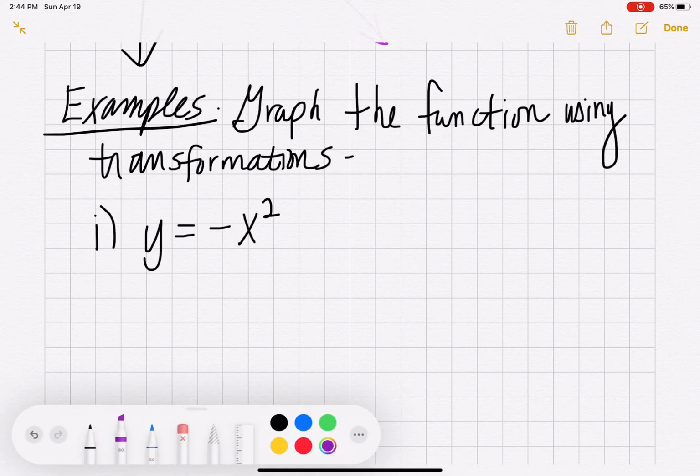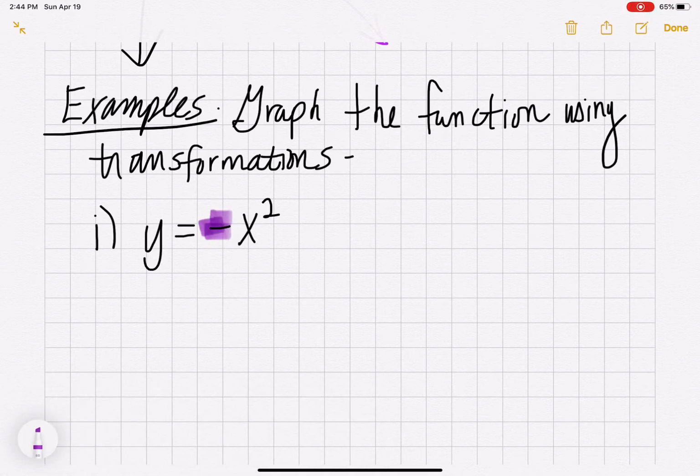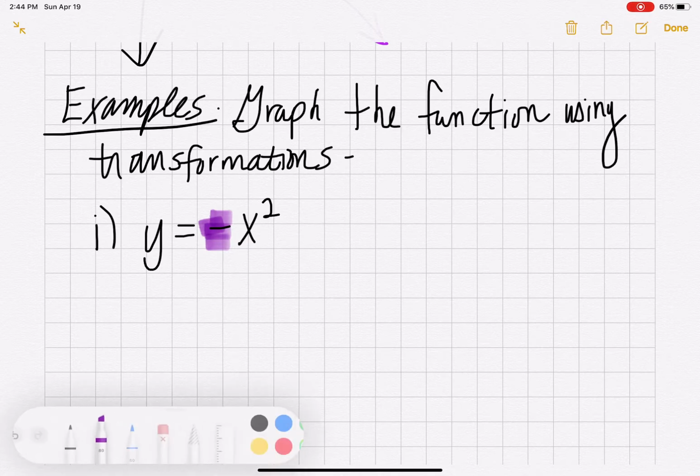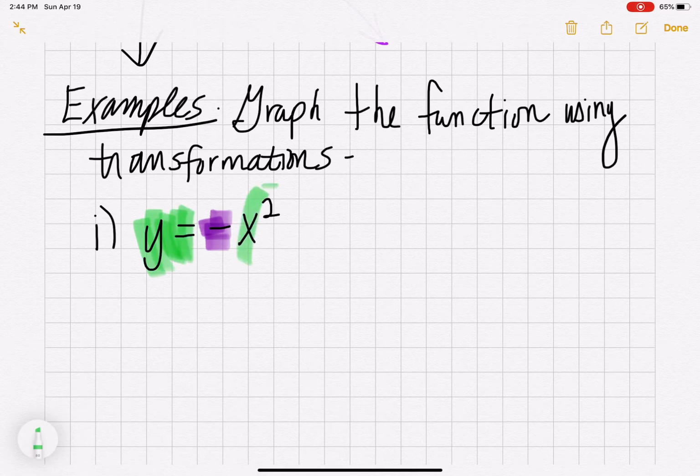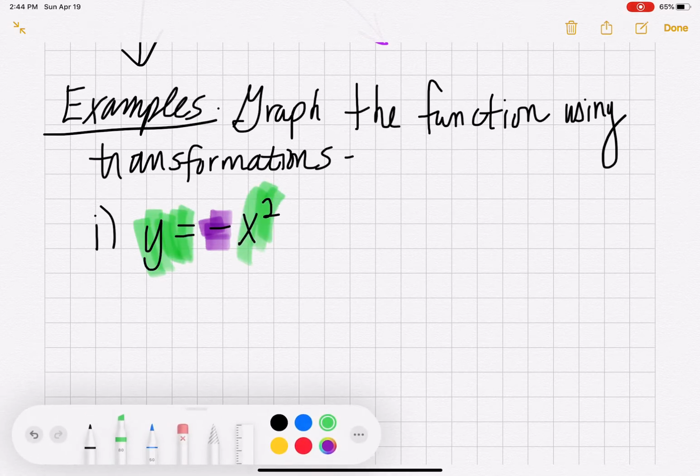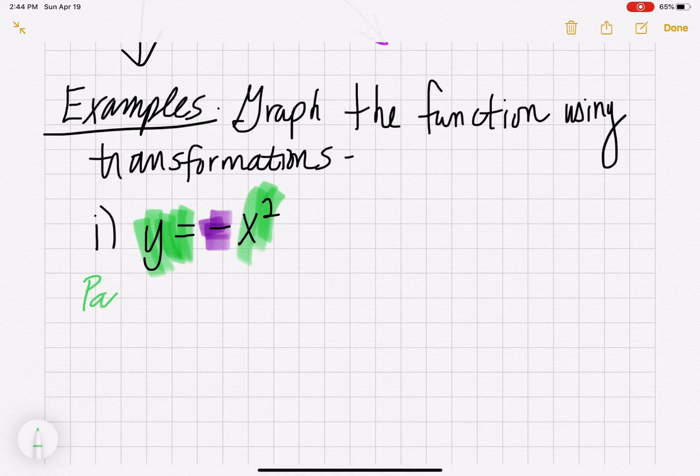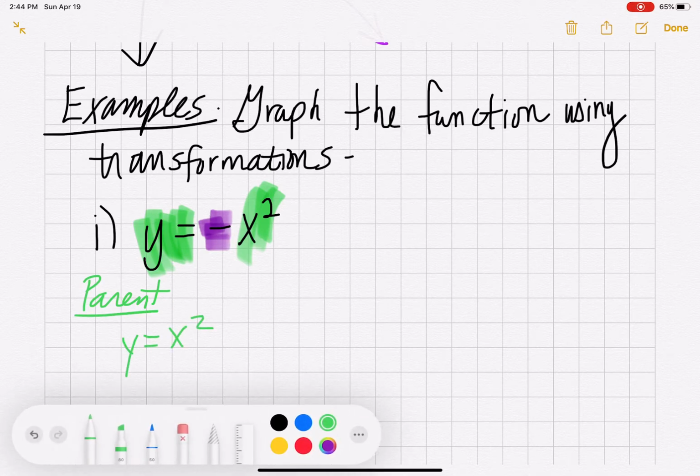So if we focus on this negative out in front of the house, that's the big difference between this and the x squared function. You cover that negative up, you can see very clearly that what's left is the parent function y equals x squared, right? That's going to be our parent here. Parent: y equals x squared, and by now we should be very familiar with this graph.